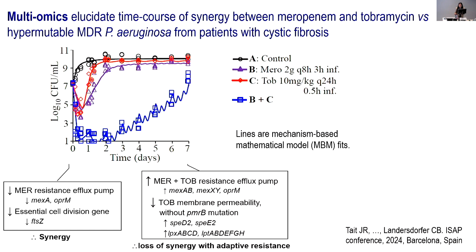So it works much better in the combination. But then over time, the synergy is lost because of adaptive resistance developing against tobramycin. These underlying processes can be elucidated by doing the transcriptomics and genomics, and these results inform our mechanism-based mathematical model, which are the lines through the data.